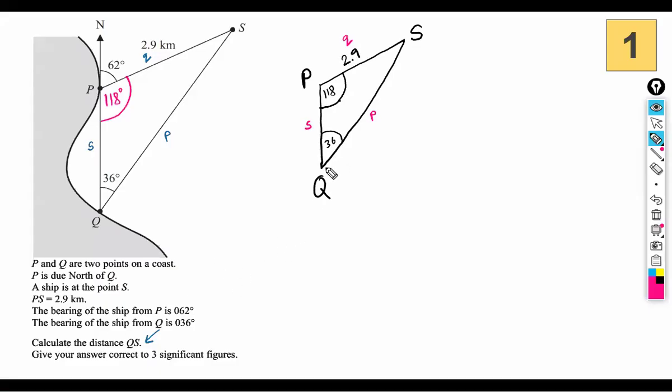The examiner wants us to find the distance QS. That means they want us to find common P. This is a non-right angle triangle. You figure out which rule you have to use, and send the answer on the chat. It seems to me we have two angles and one side, okay? Two angles and one side. If you look at your rules, that's a clear case of the sine rule.